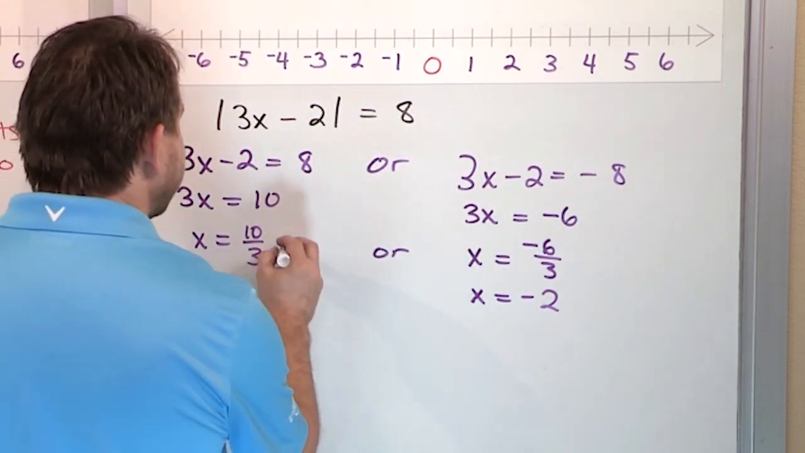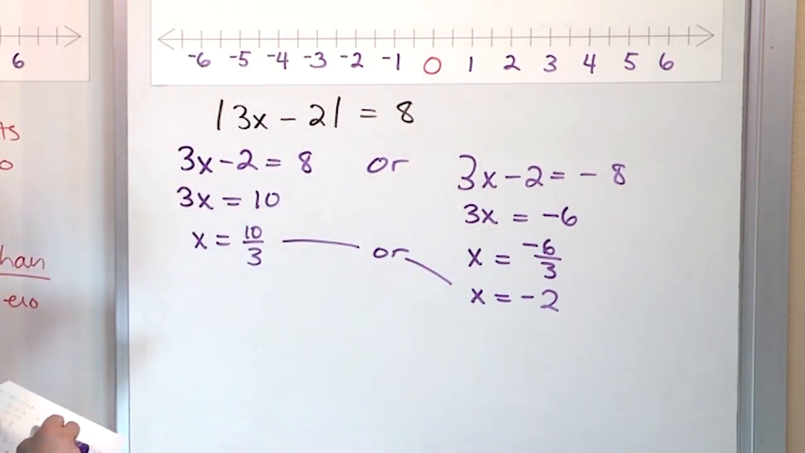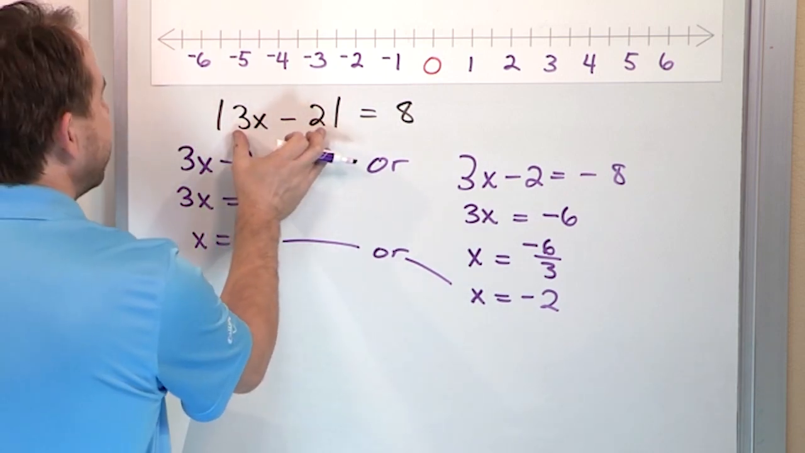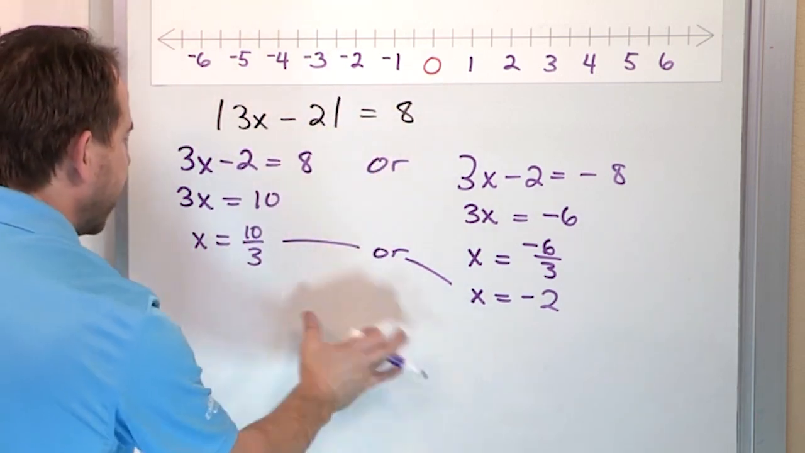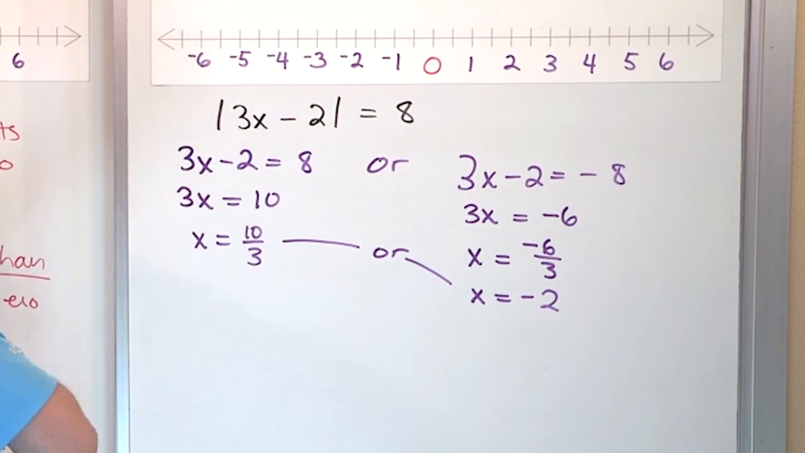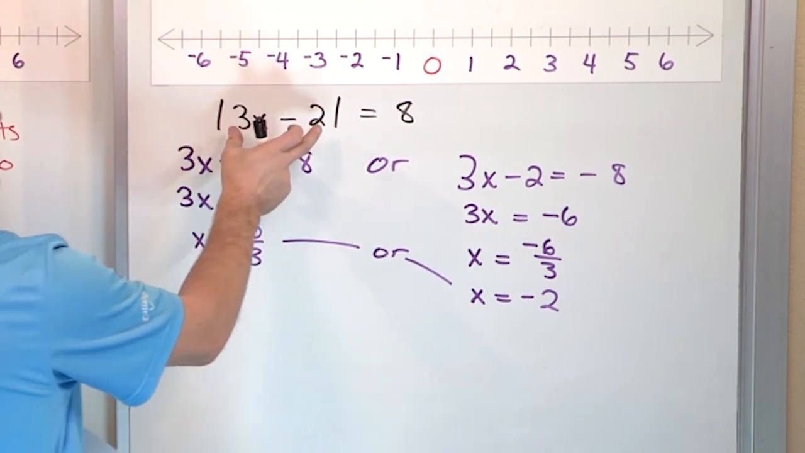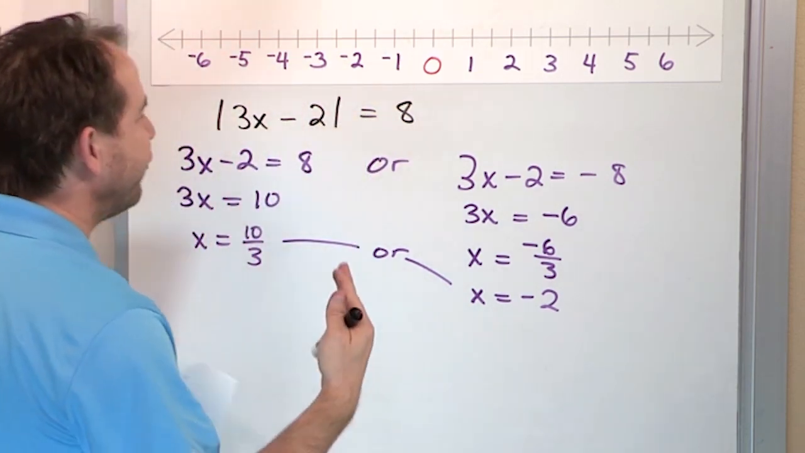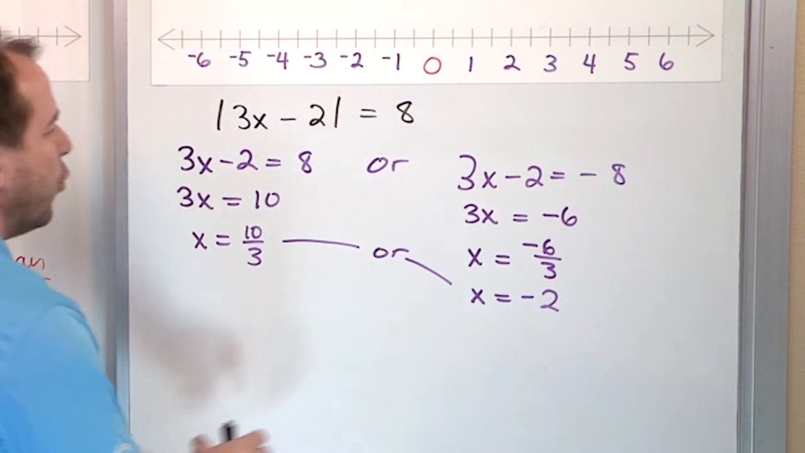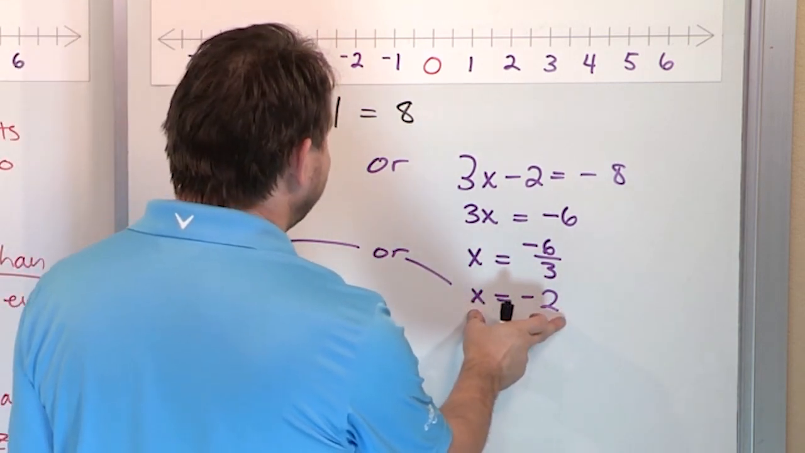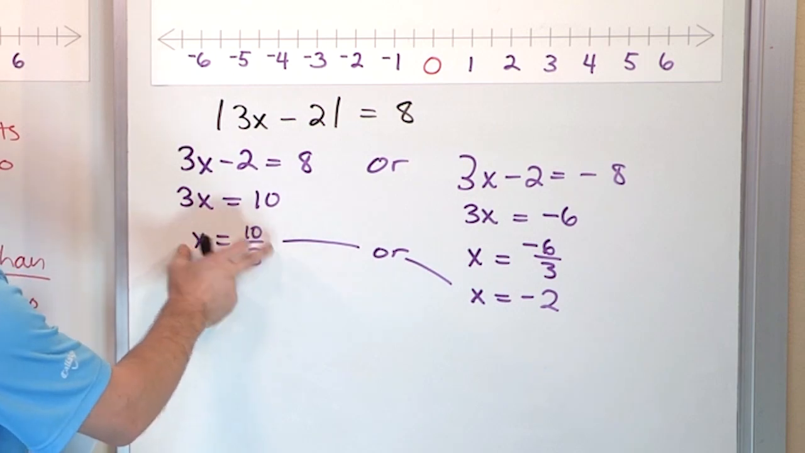So what I figured out is that there's an or here between these guys, because the inside of this can be either plus 8 or minus 8, so the or ripples down to the bottom. So what we're basically saying is that this absolute value equation has two different answers. One of the answers is if we put a negative 2 in there, and the other answer is 10/3.